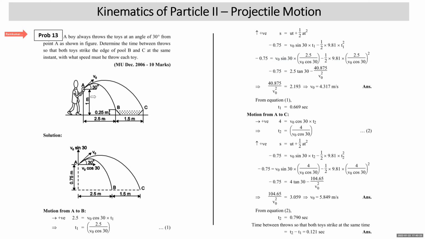So here you can see that the boy is throwing the toy from an elevation of 1 meter above the ground with velocity V0 at angle 30. This is the pool. Edges of the pool are B and C. In one case, it is hitting point B. In another case, it is hitting point C. So you'll have two sets of equations of motion. One is motion from A to B, another is going to be A to C.